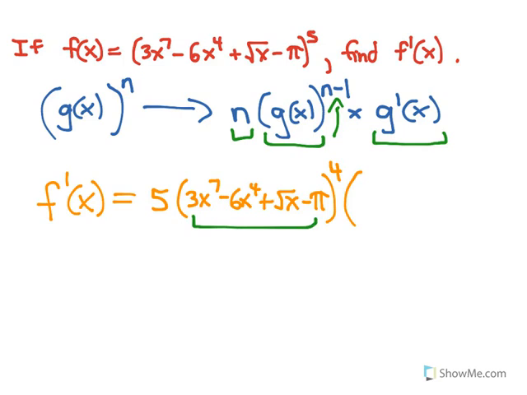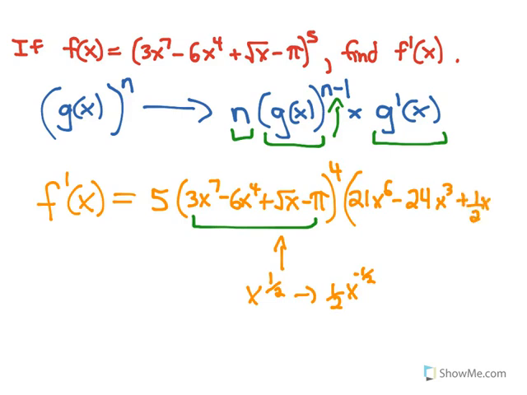Well, 3x to the 7 comes down and multiplies to the 3 to get 21x to the 6, because that's 1 less than 7, minus the 4 comes down to multiply to the 6 to get 24x to the 3, plus, remember that root x is like x to the 1/2. So this is going to differentiate as 1/2 comes down, x to the negative 1/2 is 1 less than 1/2. So plus 1/2 x to the negative 1/2 minus pi.